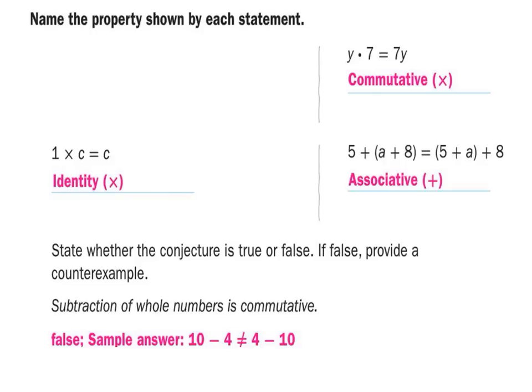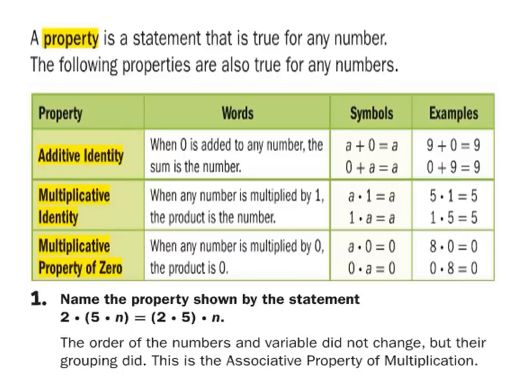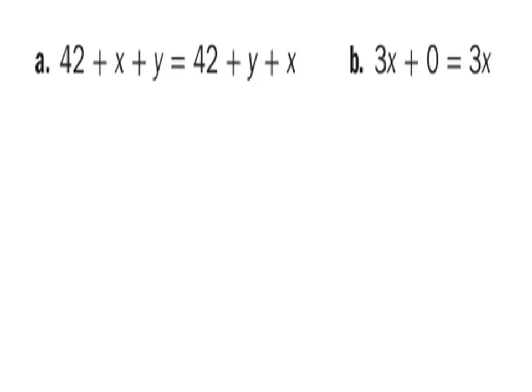Notice the book right here also has given you another example. 10 minus 4 does not equal 4 minus 10. So it is false. Here's another example: 2, 5n. Is the order the same? Yeah, it's the same. So what property is it? Associative. Excellent work.